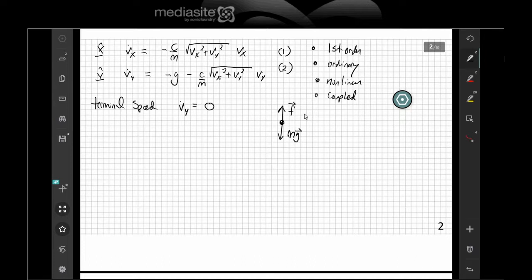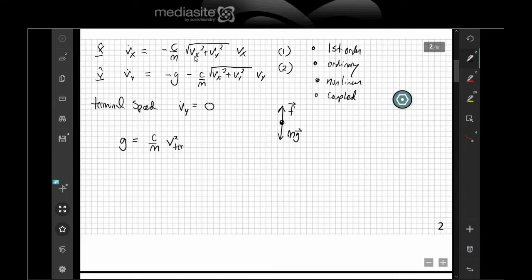And what's going to happen is at some point the object is going to stop accelerating. And so that means that vy dot is equal to 0. If I take that and substitute it into equation 2, what I get is that g is going to be equal to c over m times the speed times vy. Now, since I'm just dropping it, vx is equal to 0. So I'm going to get the square root of vy squared times vy. And that's going to give me v squared.